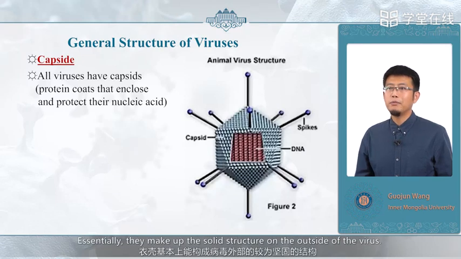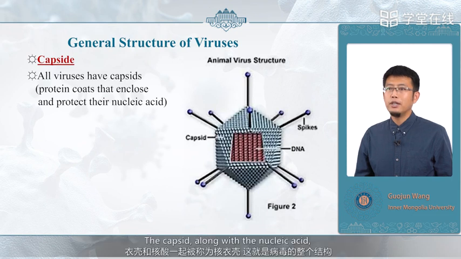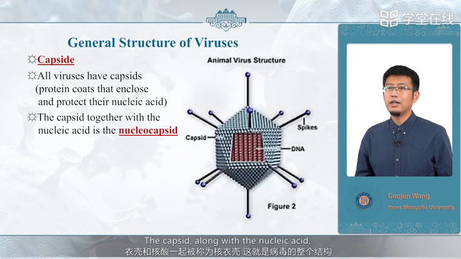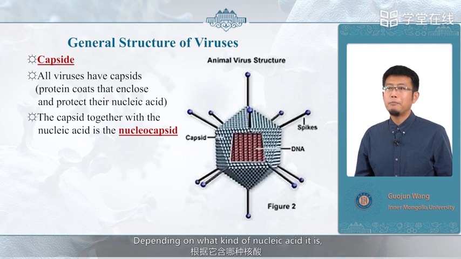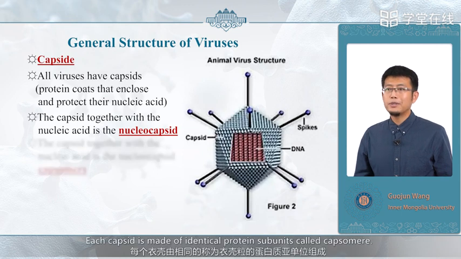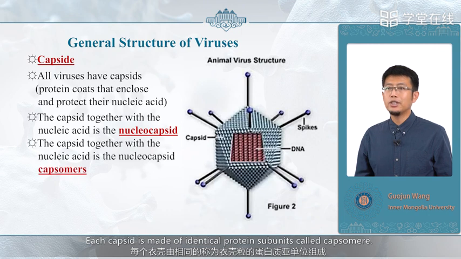Essentially, they make up the solid structure on the outside of the virus. The capsid, along with the nucleic acid, is called the nucleocapsid. That is the whole structure of the virus. Depending on what kind of nucleic acid it is, it is considered a DNA virus or an RNA virus. Each capsid is made of identical protein subunits called capsomeres.